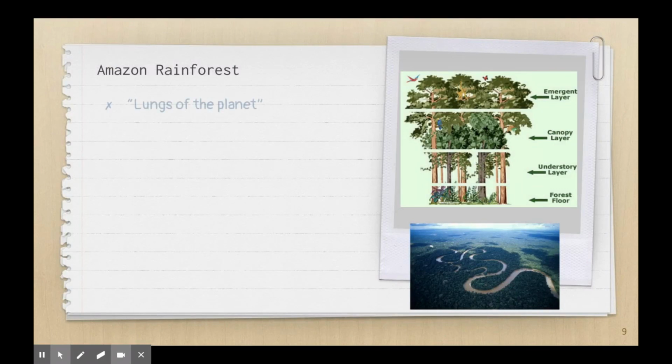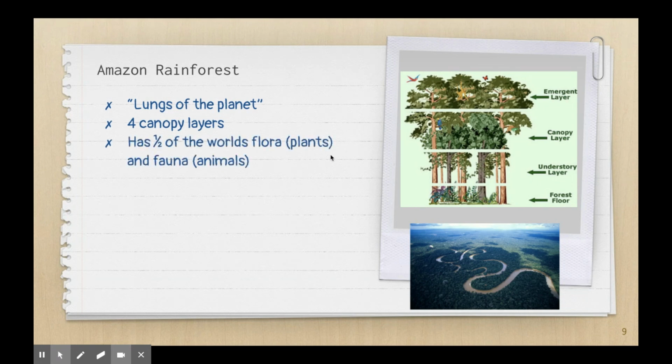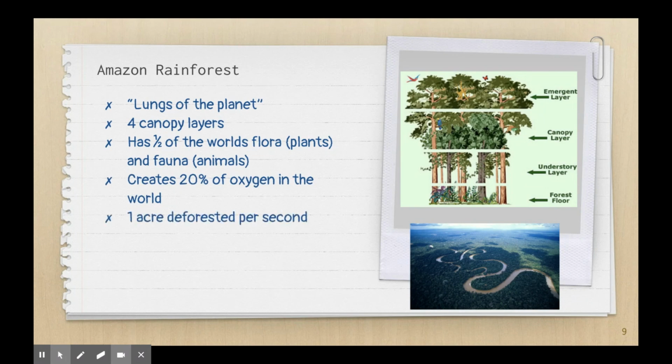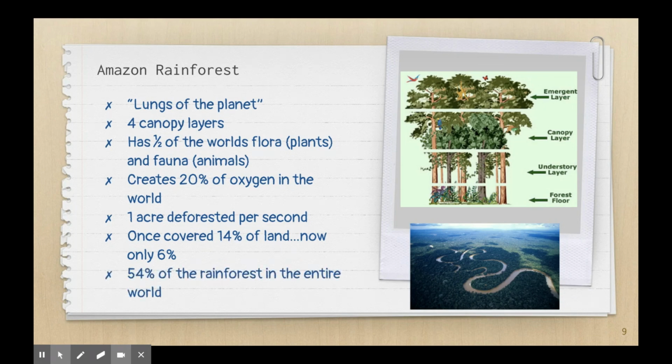The Amazon rainforest, it is considered the lungs of the planet. It has 4 canopy layers. Up here we have the emergent layer. Below that is the canopy, where a lot of the wildlife reside. The understory is below the canopy, and then the forest floor. It has half of the world's flora, or plants, and fauna, animals. It creates 20% of the oxygen supply for the world. 1 acre of it is deforested per second. And it once covered 14% of the world, and now only covers about 6%. 54% of the rainforest in the entire world is housed here.